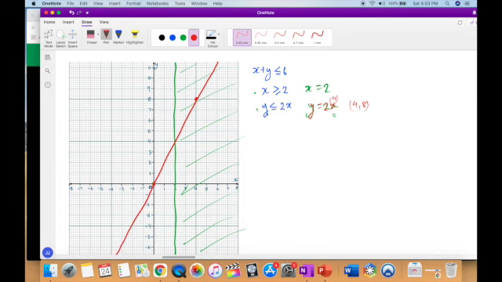y is equal to 2x. Now let's see what satisfies this inequality. y is less than or equal to 2x. So we can't try 0, 0 because that's on the line. So let's try the point 1, 1, because the point 1, 1 is underneath the line, right? So 1 is less than or equal to 2 times 1, which is 2. Yes, that is true. 1 is less than 2. So therefore, underneath here is the region that satisfies that.